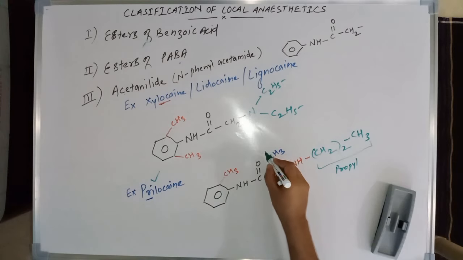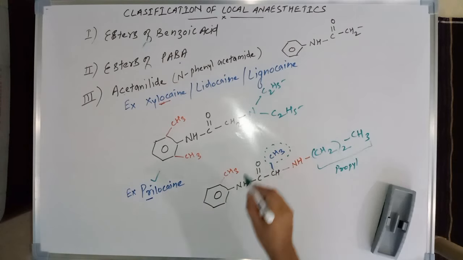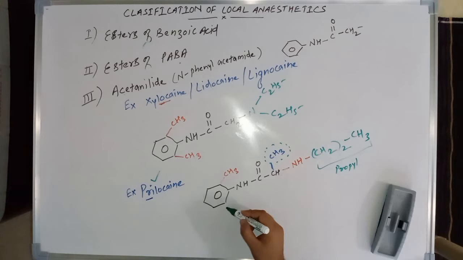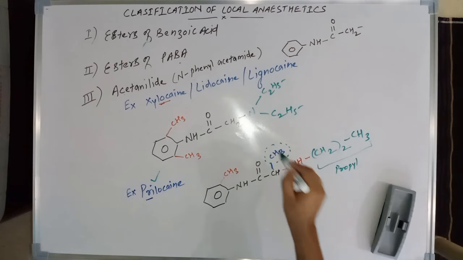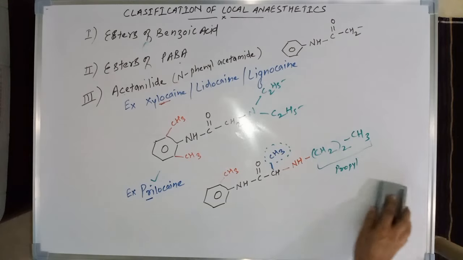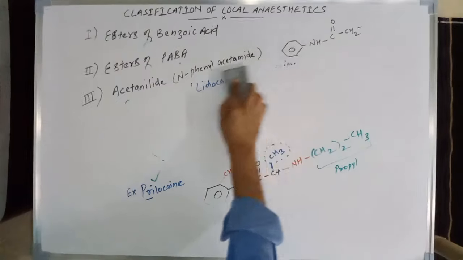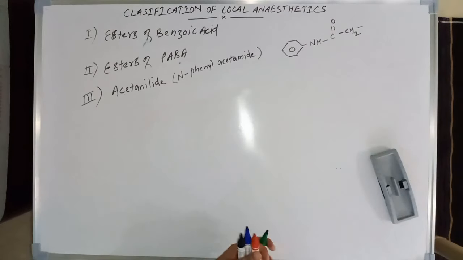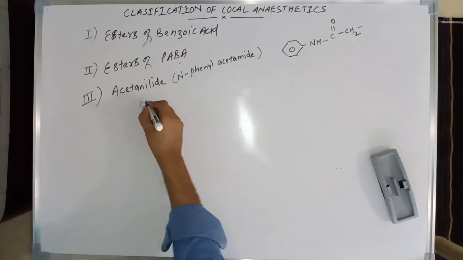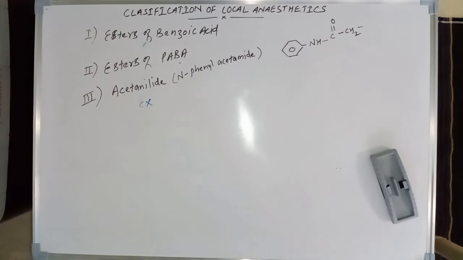The one change here is that the extra methyl group which is present in xylocaine over here has shifted from this position to this position. That's it. Rest is the same in both drugs. So this is your prilocaine. Now there is another important drug which comes under this class, etidocaine.